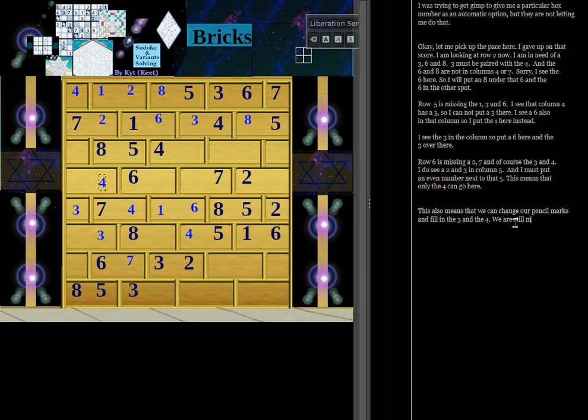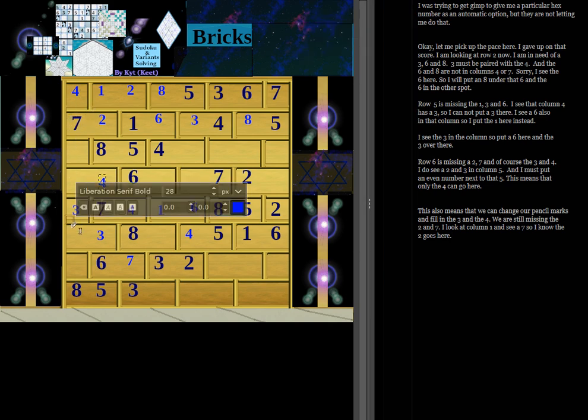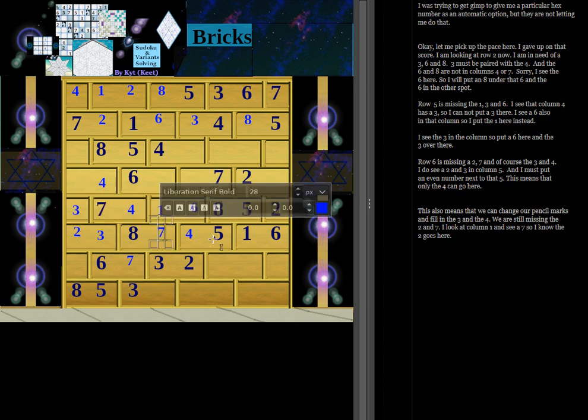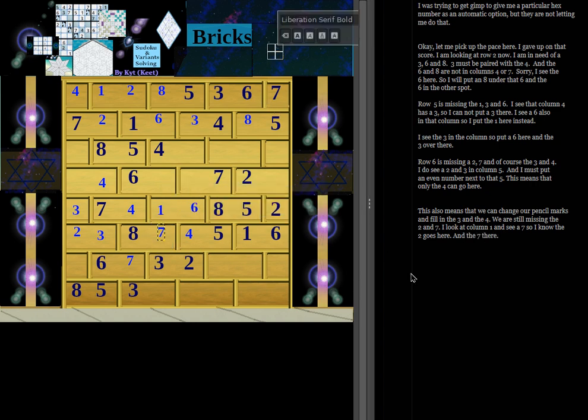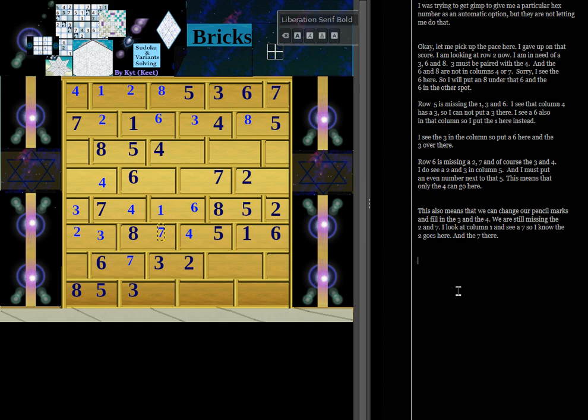Now we are still missing the 2 and 7. I look at column 1 and see a 7, so I know the 2 goes here and the 7 there.